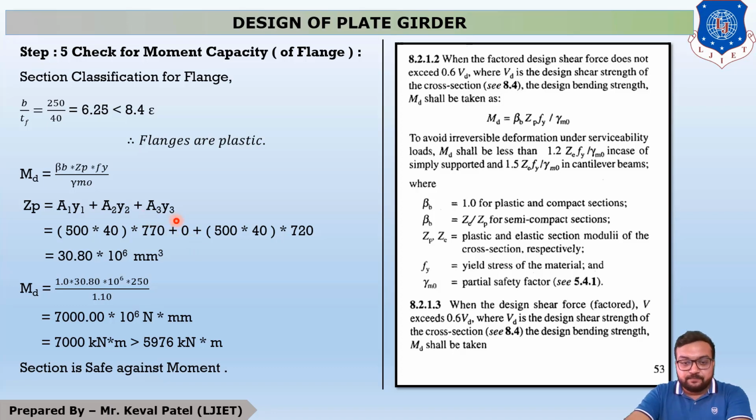Now A3Y3. So A3 is 500 cross 40 into Y3. There is a typing mistake; this Y3 is also 770. Okay. So students, as per the data given and as per our calculation, our value of Zp is 30.80 into 10 raised to 6. Now if we put the value of Zp into this equation, it gives the answer 7000 kilonewton meter. It means our selected section is safe against moment. Okay.